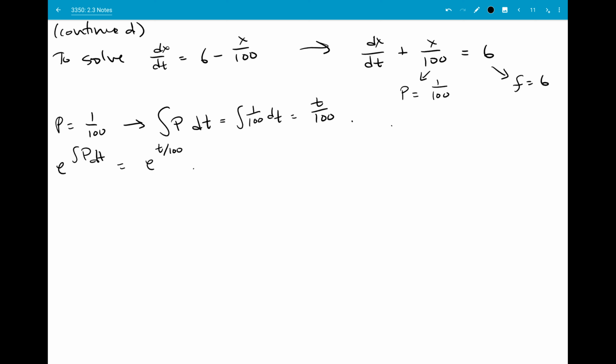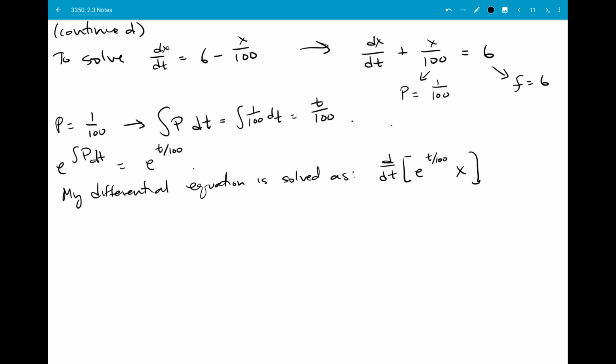And so I know that I can change my differential equation into the following form. I would have d/dt of e to the integral of p, so e to the t over 100, times my variable that I'm solving for, that's x here, I know that it changed, is equal to f times e to the integral of p, so 6e to the t over 100. And then I can just go ahead and integrate both sides.